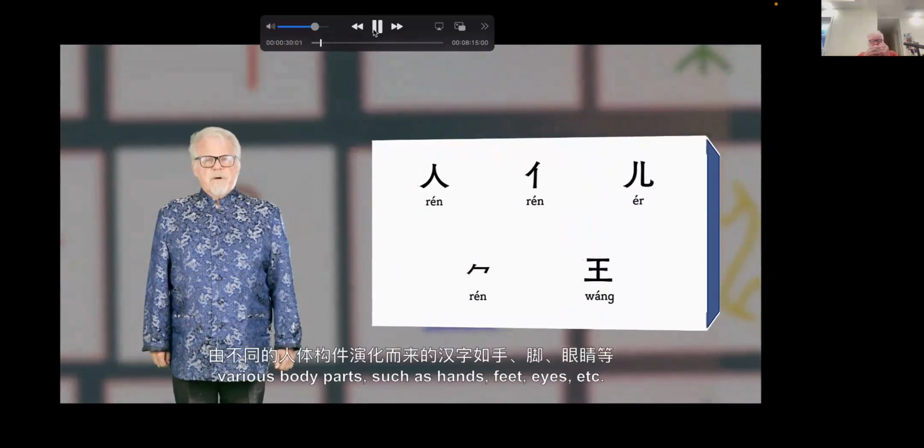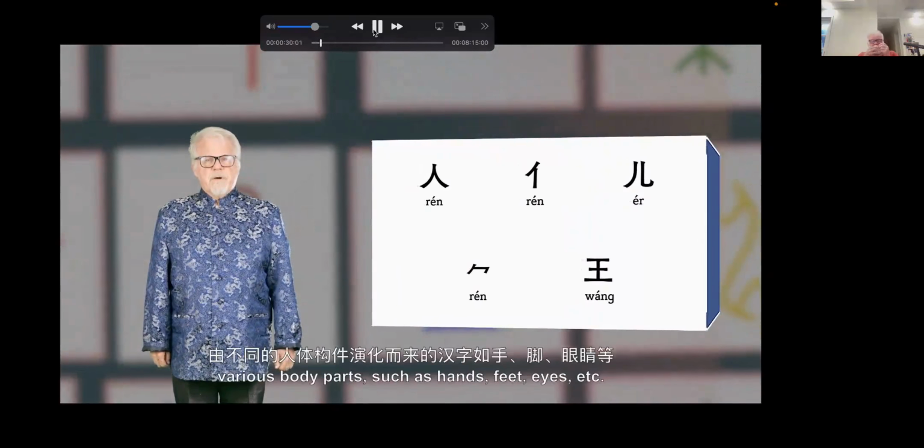Ren is the standalone form of person. It is derived from a person facing left, with his arms out. Ren is the way it usually appears in a character. In ancient times, it did not seem to matter if the person was facing right or left, but in character context, all the persons facing right became written as B.